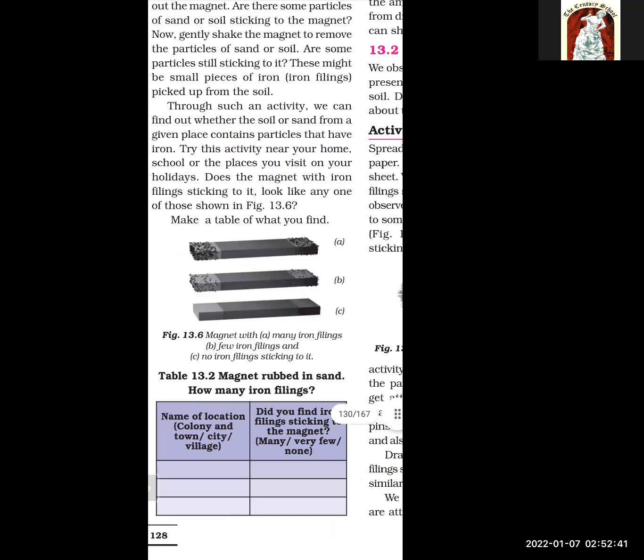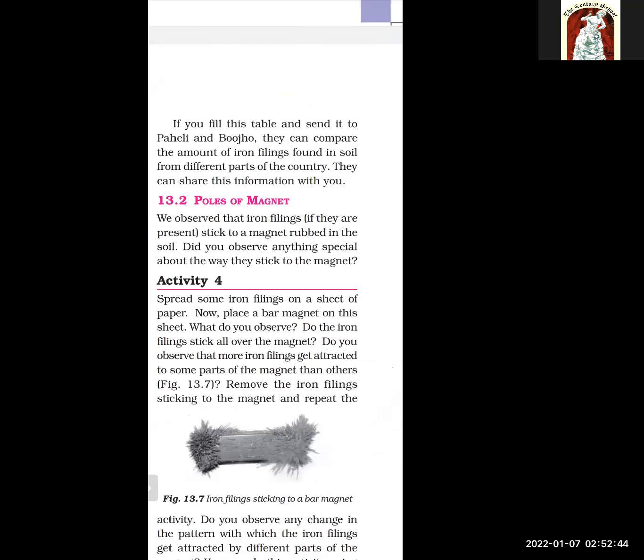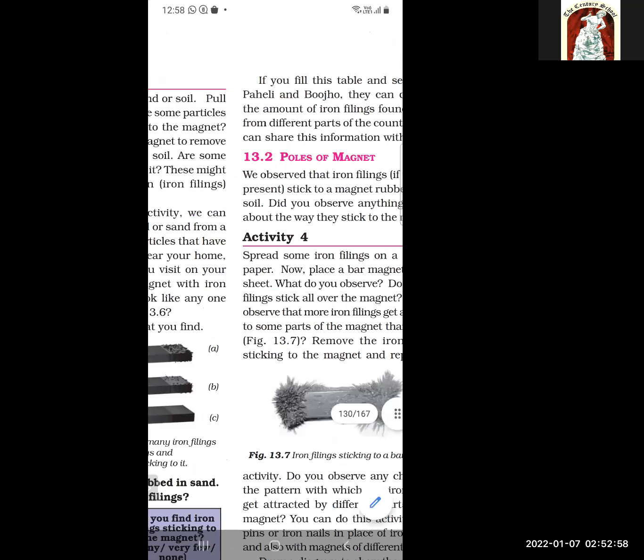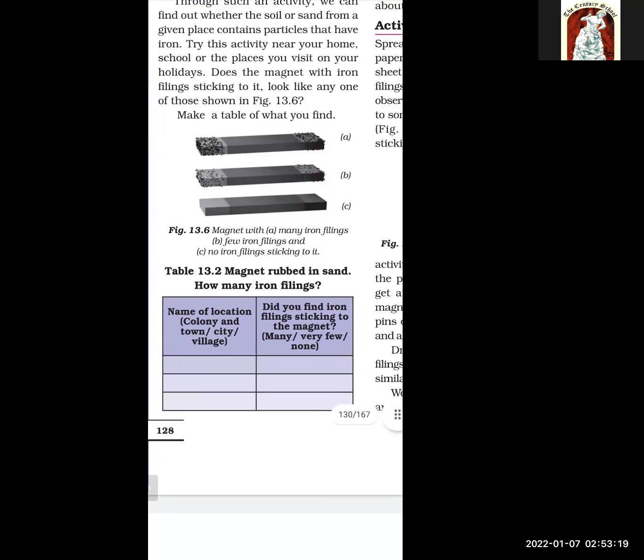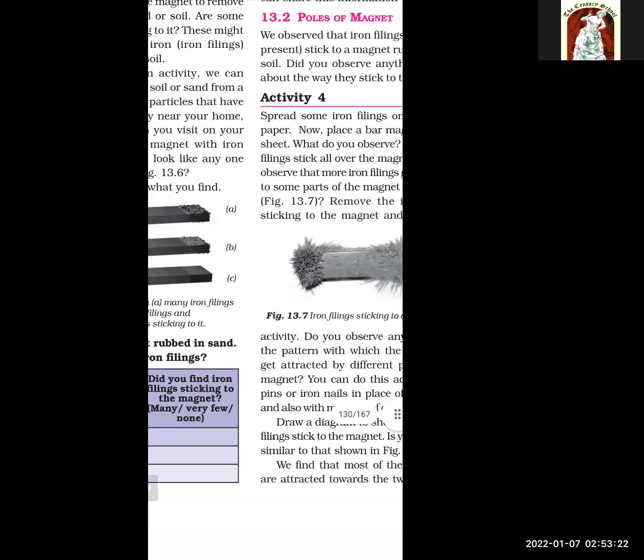If you fill this table and send it to Paheli and Bujho, they can compare the amount of iron filings found in the soil from different parts of the country, and they can share this information with you. So we can do this experiment in your colony, town, city or village. What is the final observation? Some particles will stick, more particles will stick, or no particles will stick. We can find this data with the help of this experiment.